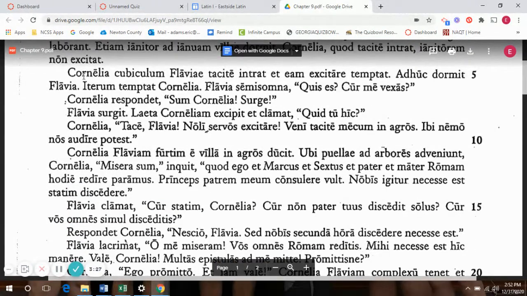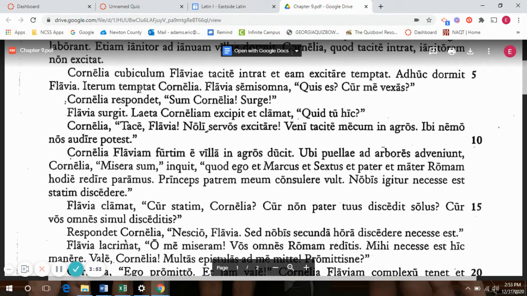Continuing in line 5, Cornelia enters the bedroom of Flavia, or Flavia's bedroom. Again, we see that it's not a bunch of girls named Flavia doing things, so it's not nominative plural, but genitive singular. Silently, tacite again, and she temptat, she tries, she is trying, she does try, excitare, to wake up her, to awaken her. Adhuc dormit Flavia. Flavia still sleeps.